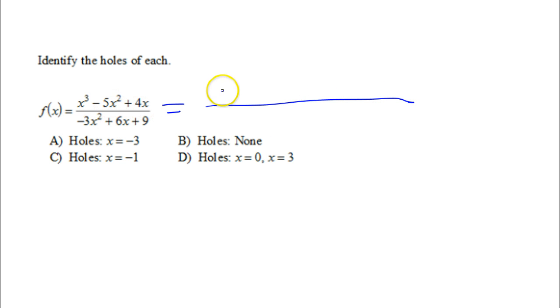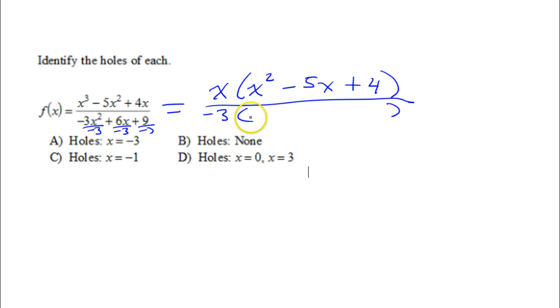The numerator has a common factor of x, so I'm going to pull that out. That's going to leave behind x squared minus 5x plus 4. Similarly, the denominator has a common factor of negative 3, so I'm going to pull that out. If I divide everything by negative 3, that will help you see what I'm going to have on the inside. So that will leave me with x squared minus 2x minus 3. And a quick distributive property will let you see that you get back what you started with.